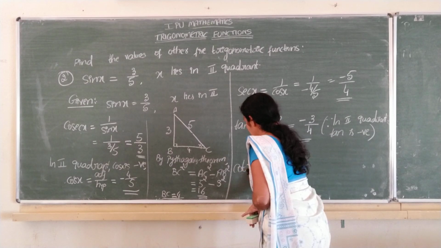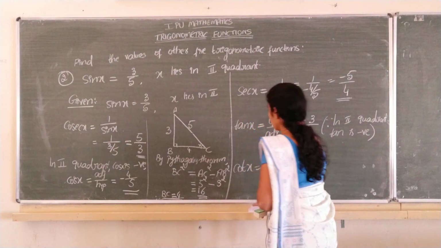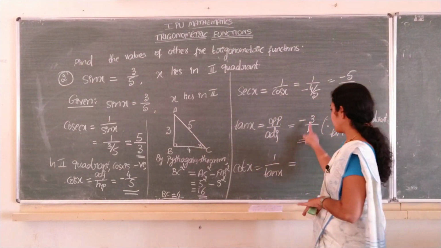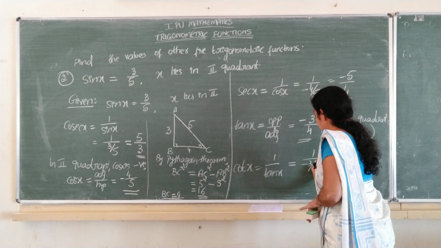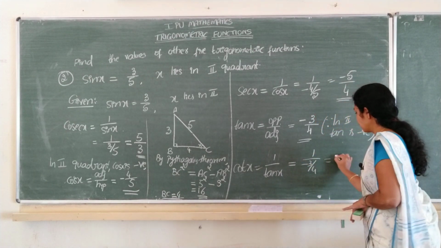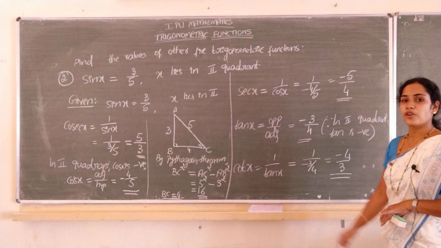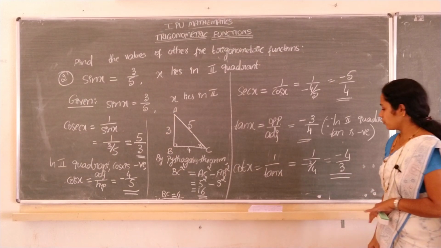Similarly, we need cot x. Cot x can be written as 1 by tan x, or we can write adjacent by opposite. The reciprocal of this, 1 by minus 3 by 4, is minus 4 by 3. Minus 4 by 3. Okay.